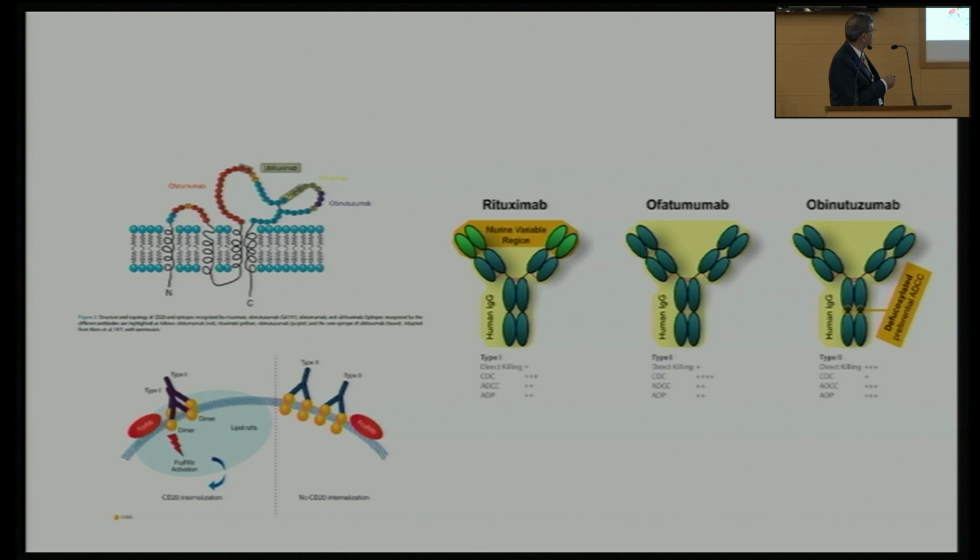But obinutuzumab is supposed to have direct killing, and sometimes where these two do not work, obinutuzumab may work better. This is because there is some change in the sugar molecule of this antibody, which has some bioengineering done, so it is defucosylated in the antibody preparation. So this is some of the science behind the salient differences between one type of antibody versus the other.